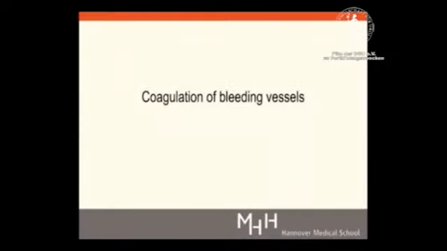Coagulation of bleeding vessels. Hemostasis is achieved by laser coagulation. Bleeding vessels are punctually coagulated.